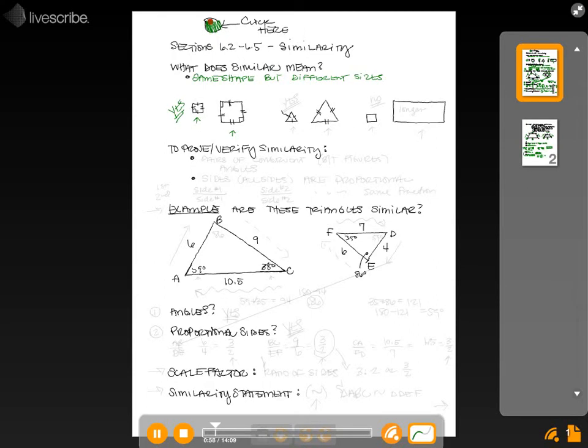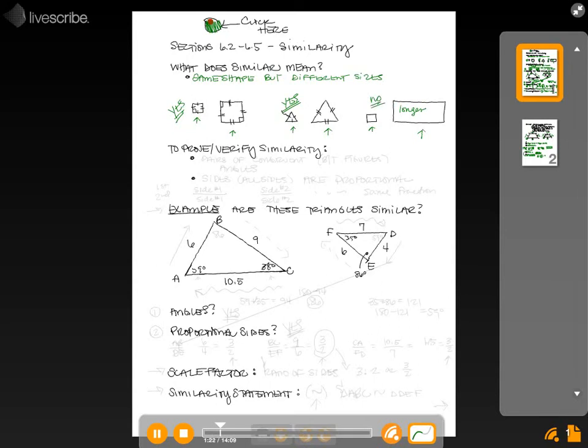Second example, we have equilateral triangles. We have a small equilateral triangle and a larger equilateral triangle. Same shape, different sizes. So yes, those are similar. Here we have what looks like a small rectangle, and then we can tell that this larger rectangle is obviously larger. Okay, it's longer. So no, these aren't similar.